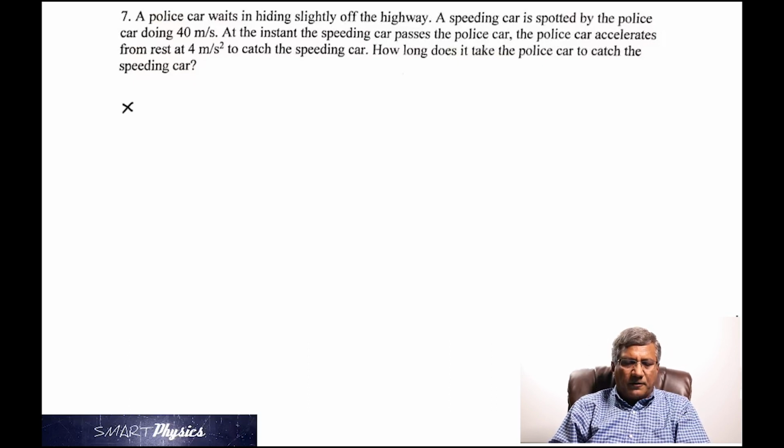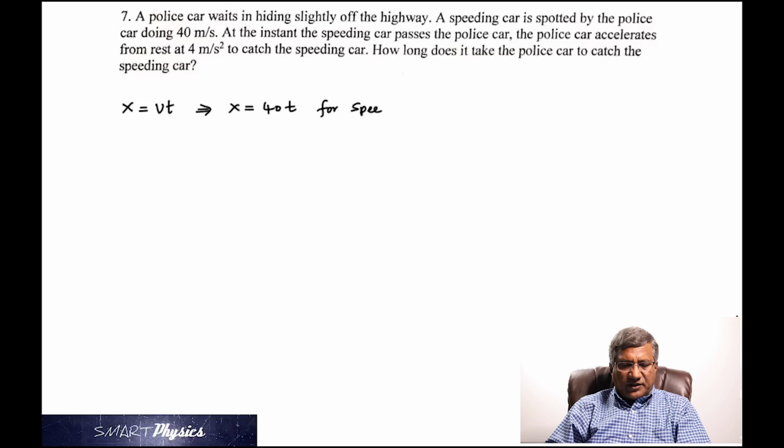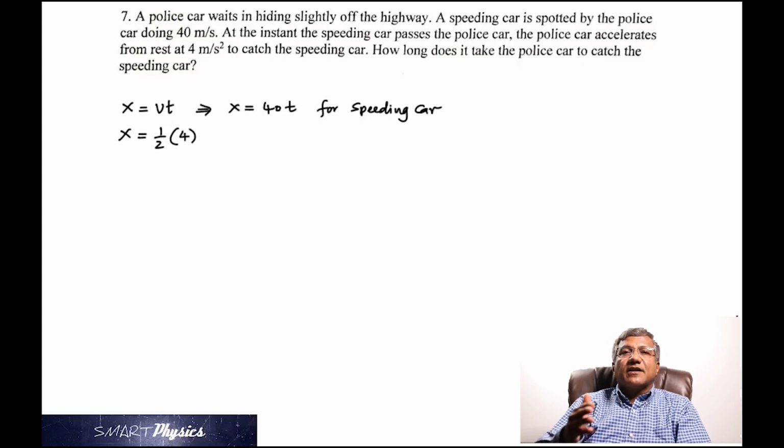For the speeding car, displacement is just going to be the product of velocity and time. And the velocity is given as 40, so x is 40 times t for the speeding car. But for the cop, since he is accelerating, we have to use x is equal to v naught t plus 1/2 a t squared. But v naught is 0 because the cop was initially at rest. That's why that term is missing. And then we have 1/2 times a t squared. a is 4, so that gives us x is equal to 2t squared.